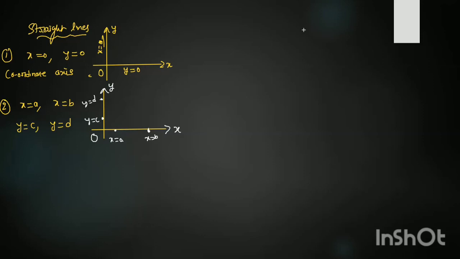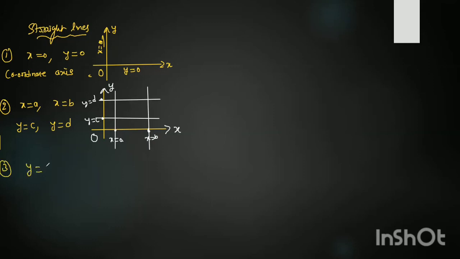These also are straight lines, because x equal to a means it's a point, and when you plot it, it is a straight line. X equal to b, this is x equal to b. And y is equal to c, this is y is equal to c. And y is equal to d, this is y is equal to d. These are also straight lines. Am I clear to everyone? Yes, sir. These are the points where we can draw straight lines. Third one.